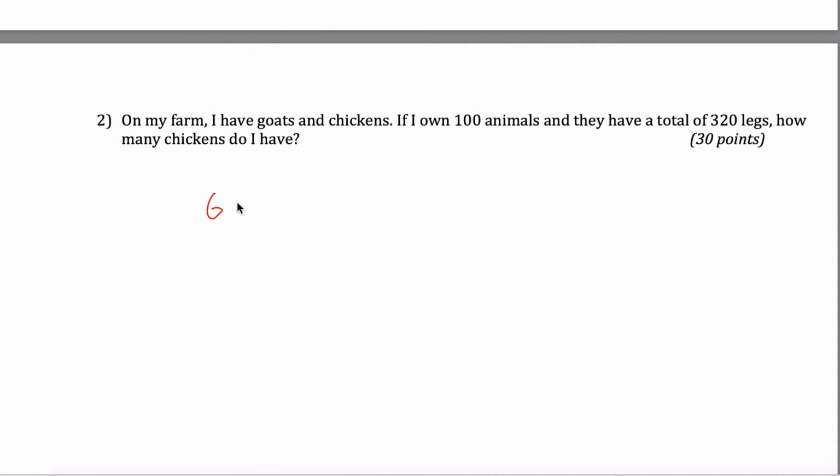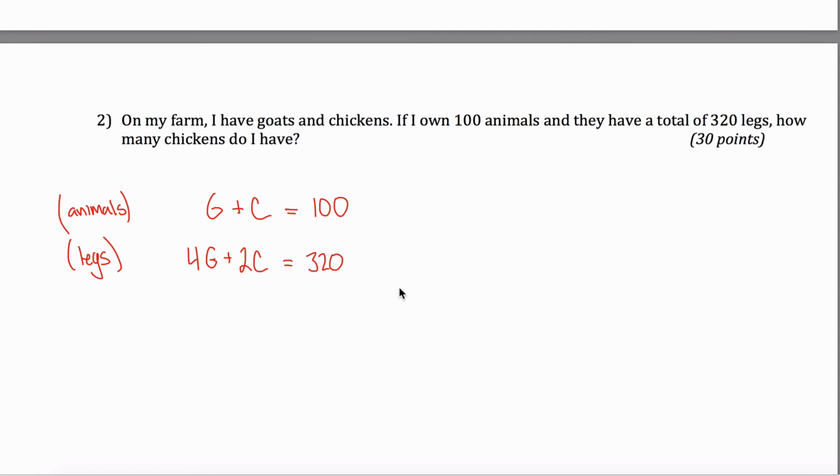Well, if I own 100 total animals, the goats plus the chickens must be equal to 100. This is kind of my animals equation, where g represents the number of goats and c represents the number of chickens. I can then come up with a legs equation, except now I want to take the number of goats, g, and multiply it by 4. And I want to take the number of chickens, c, and multiply it by 2. And the sum of those two products has to be equal to 320.